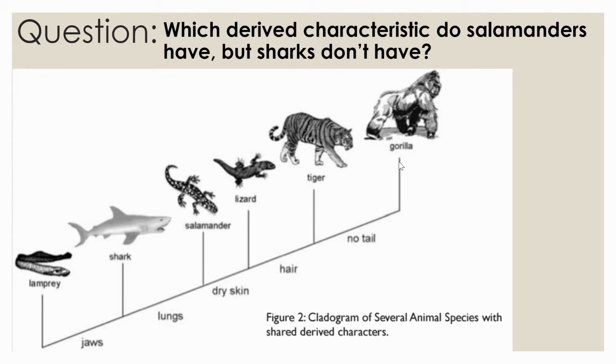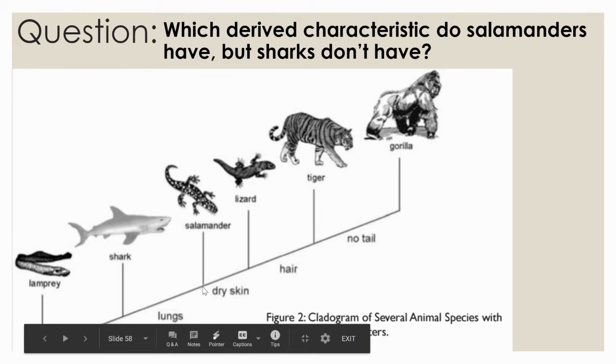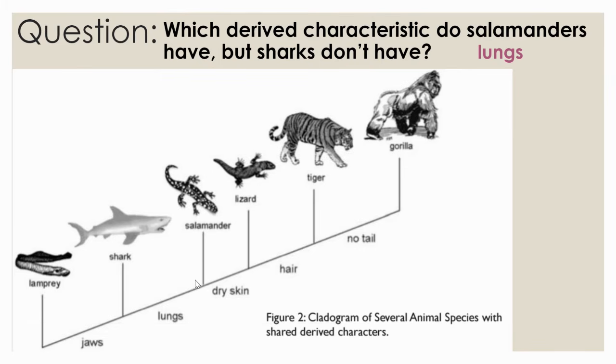Which derived characteristic do salamanders have, but sharks don't have? Okay, so I want to look at the difference between a salamander and a shark. So I'm going to look at salamander. I'm going to go down in the cladogram, and go a little bit back until I find a derived characteristic, which is lungs. Sharks come before lungs, so that means sharks don't have lungs. Salamanders come after lungs, which means salamanders do have lungs. So the derived characteristic is lungs.